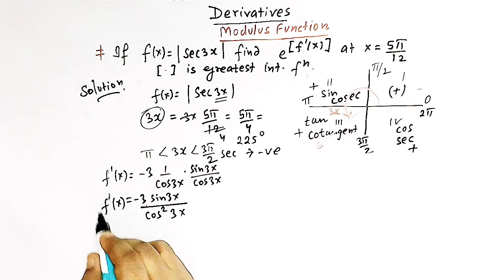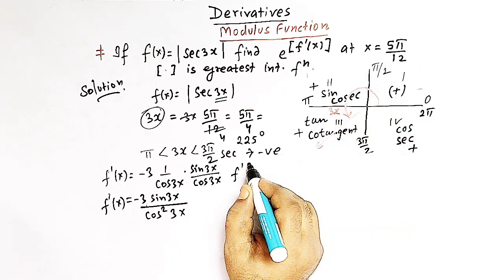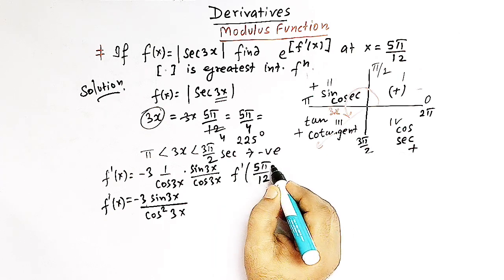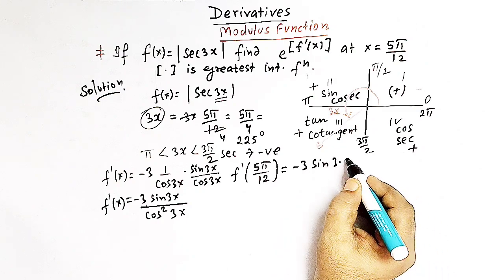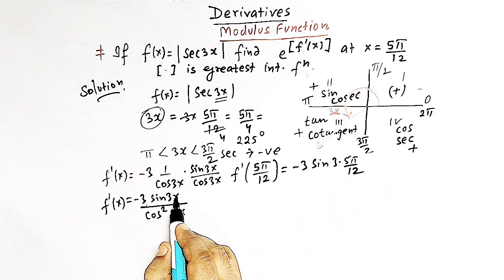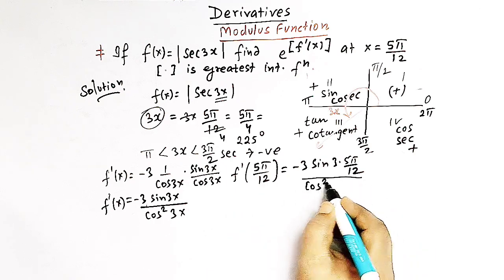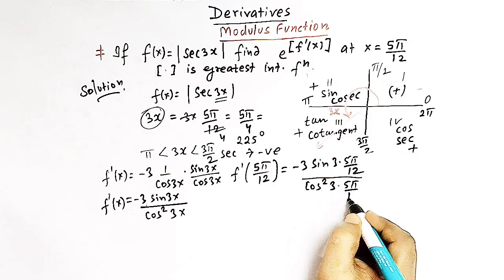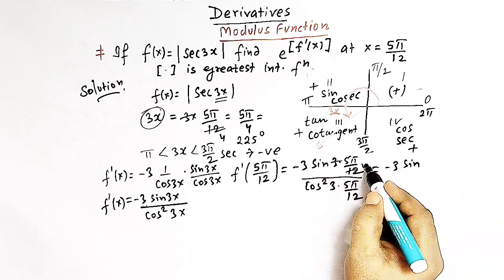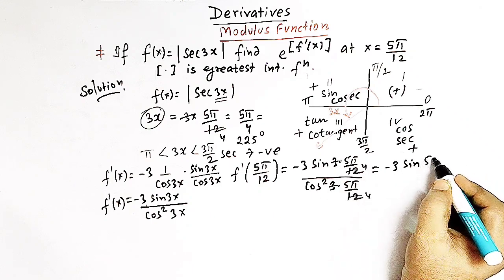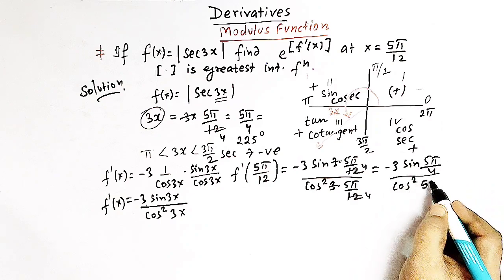So now let us find out the value of the derivative at this point 5 pi by 12. So f prime of 5 pi by 12 is given by minus 3 sine 3 times 5 pi by 12, taking x is equal to 5 pi by 12, and then we have cos square 3 times 5 pi by 12. So here we have minus 3 sine, this is 3 times 4, this is 3 times 4, we have sine 5 pi by 4 divided by cos square 5 pi by 4.